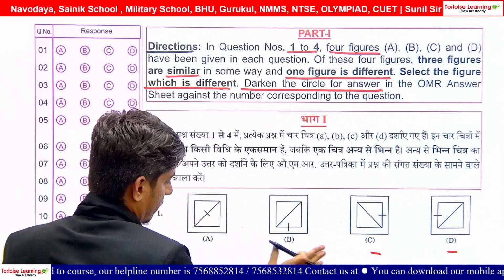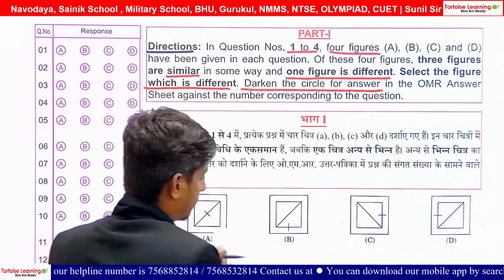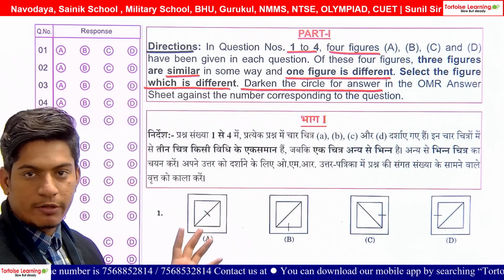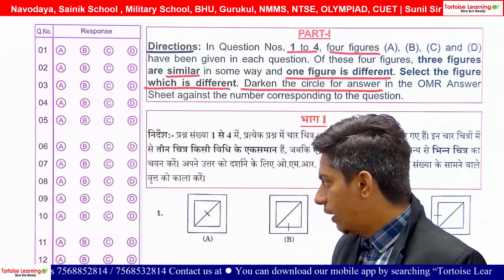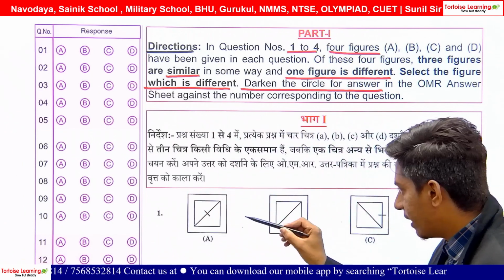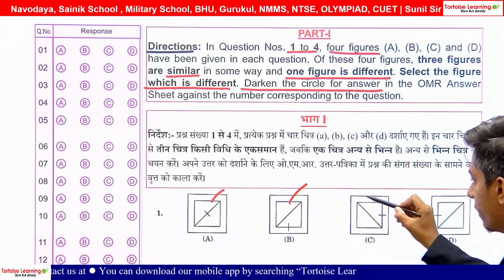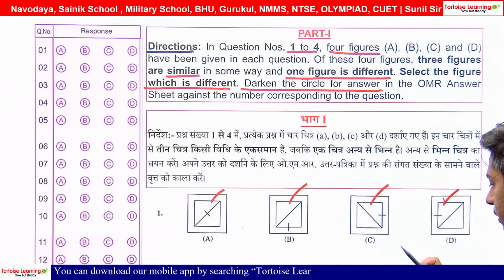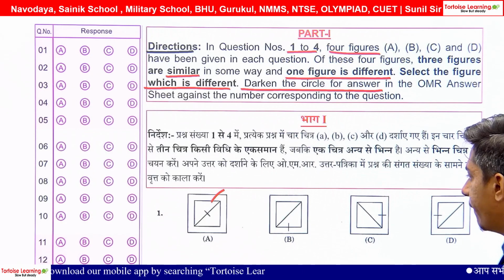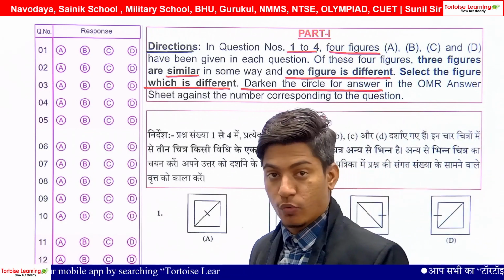Let's start from this question. First, four options are given. If you look at this, the four figures are the same. This is a square, this is also a square, this is also a square, and this is also a square. So we can't find any clue from here.